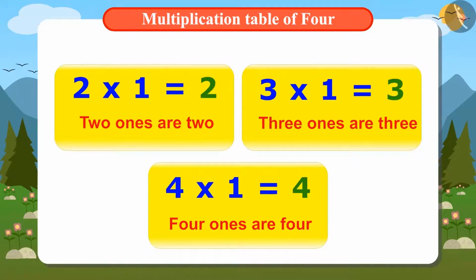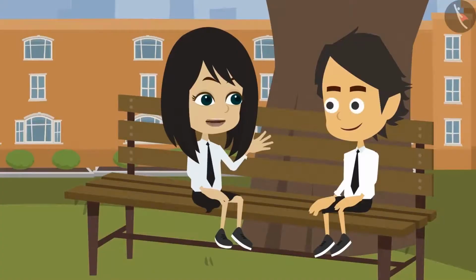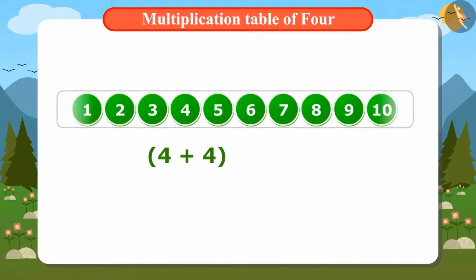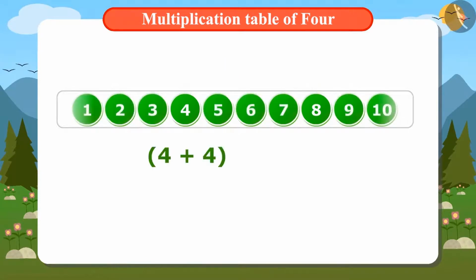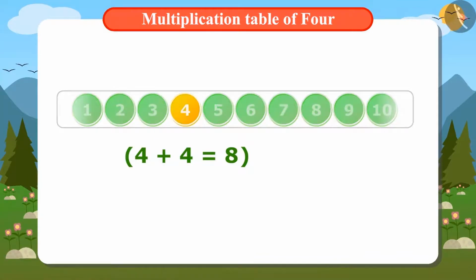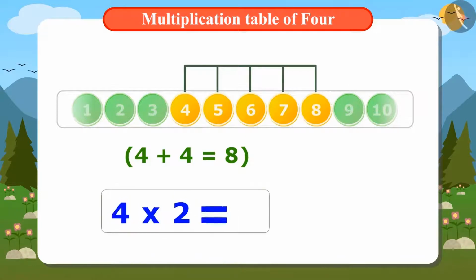Now we got to know the first number in multiplication table of 4. There are 2 ways to find the next number. Either add 4 2 times or find the fourth number after 4. Adding 4 2 times gives us 8. Now we will find the fourth number after 4. That is first, second, third and fourth number is 8. The answer is the same in both ways. That is 8. That means 4 2s are 8.